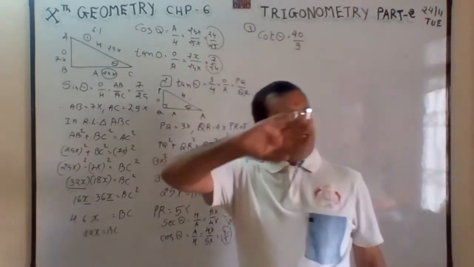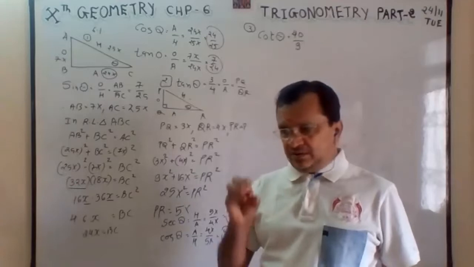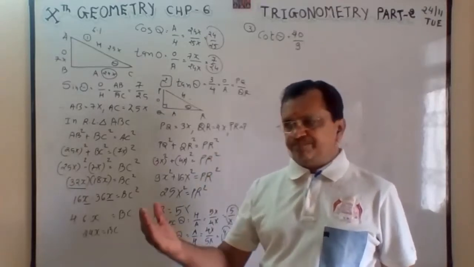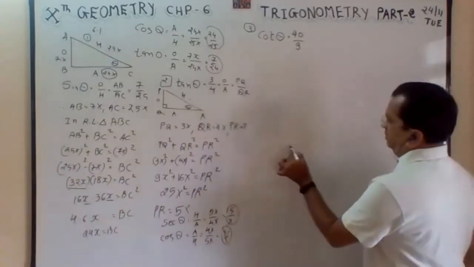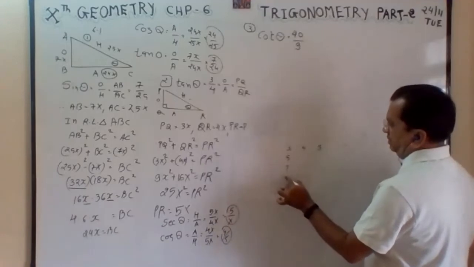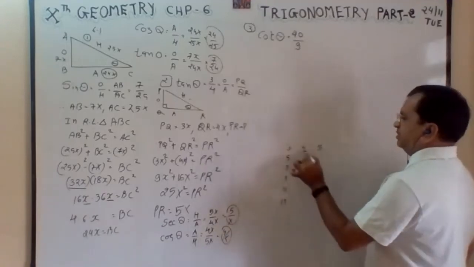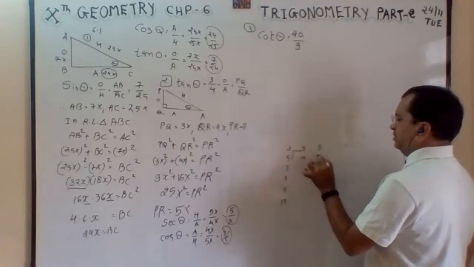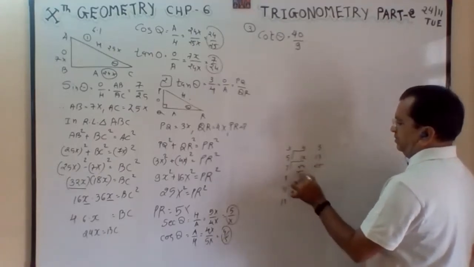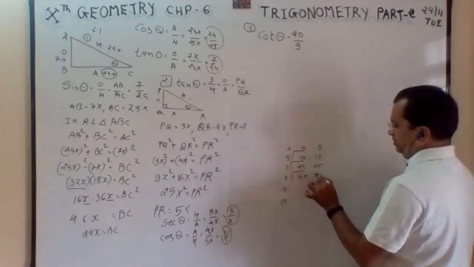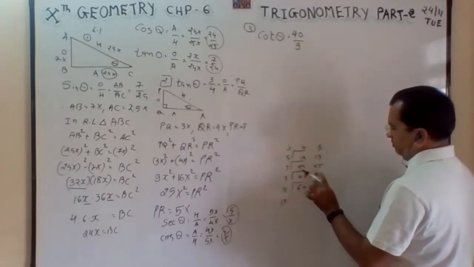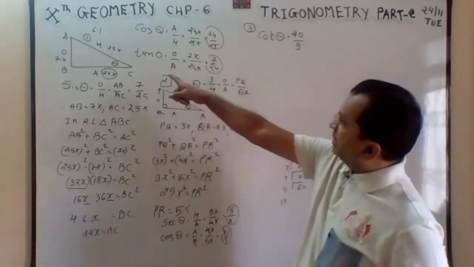See, in the previous Pythagoras second chapter, I have taught you how to find out the triplet. For example, 3, 4, 5. Then odd number, then next number. 1, 2, 3, next number. So here it was given.